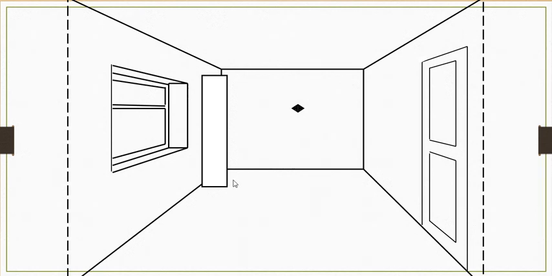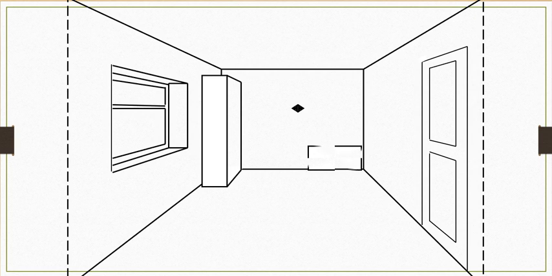So again, we're using the vanishing point to get the lines, the right angles for the sides of the wardrobe. The back of the wardrobe is another vertical line. And then when we rub out the lines we don't need, we can see a block in place, which is where the wardrobe will be.